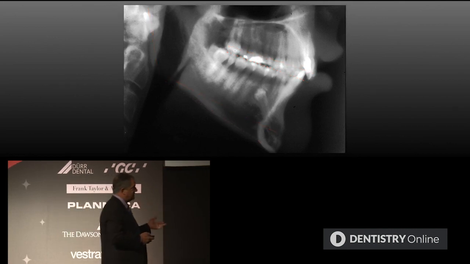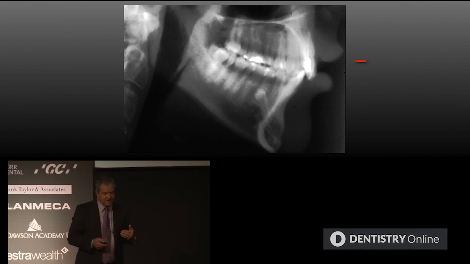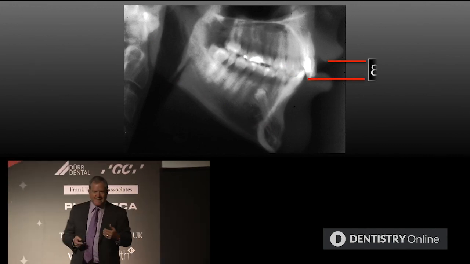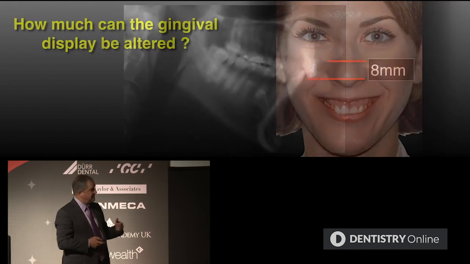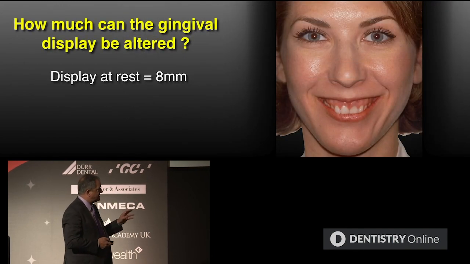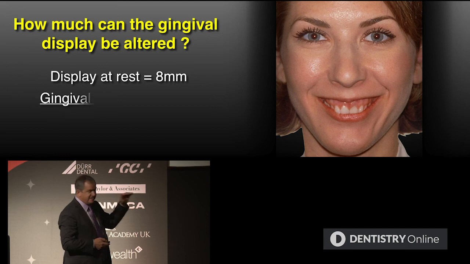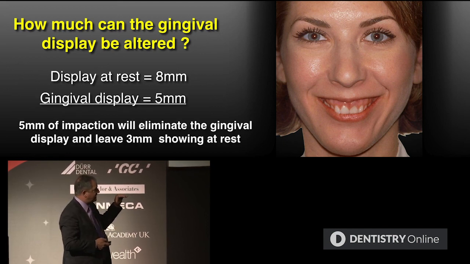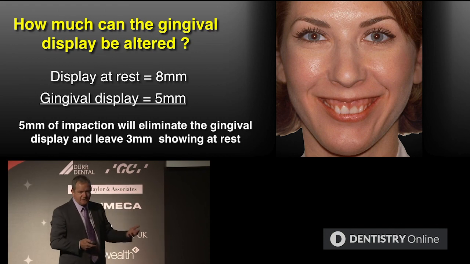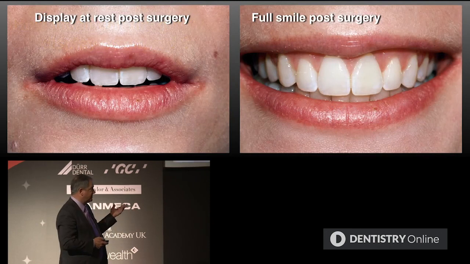In her case, the maxilla is going to be impacted. How much? Well, she shows 8 millimeters of central at rest. If you take 8 millimeters at rest, she has 5 millimeters of gingival display. If you were to impact her 5, she would still leave 3 millimeters showing at rest. She'll look terrific. And that's how she was treated.